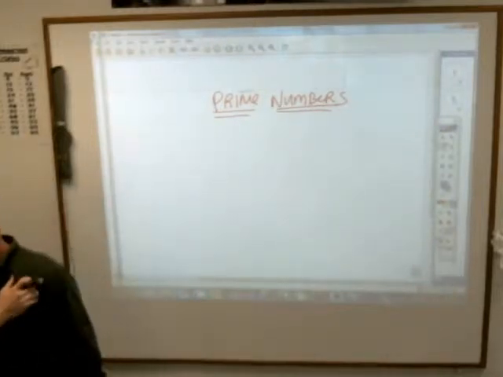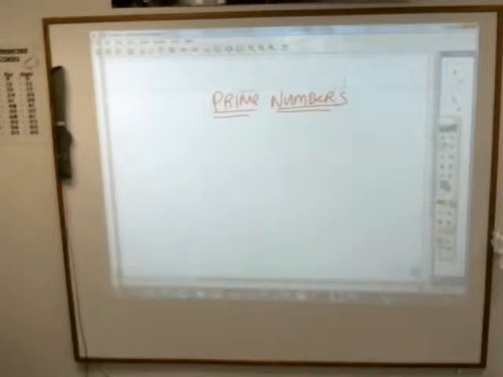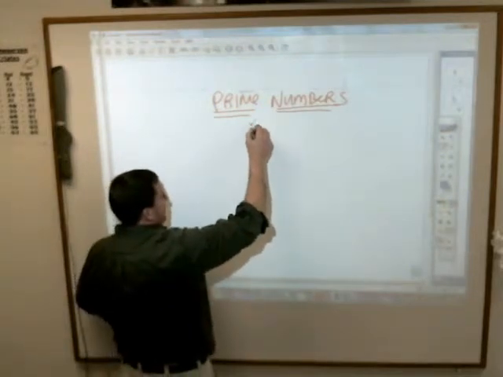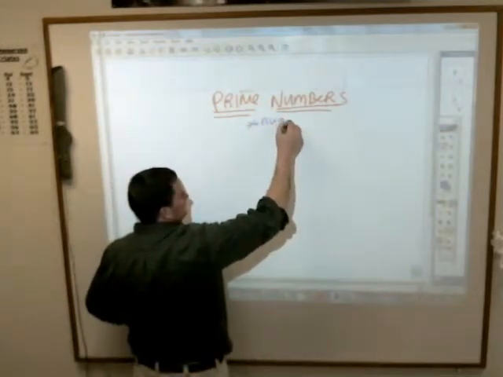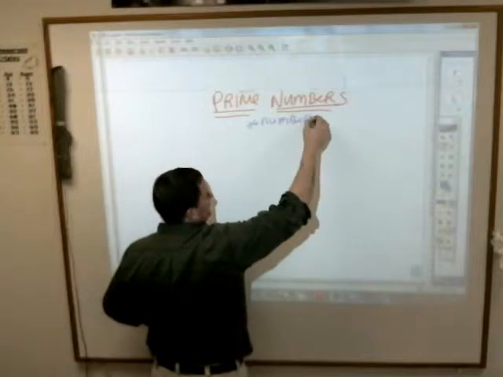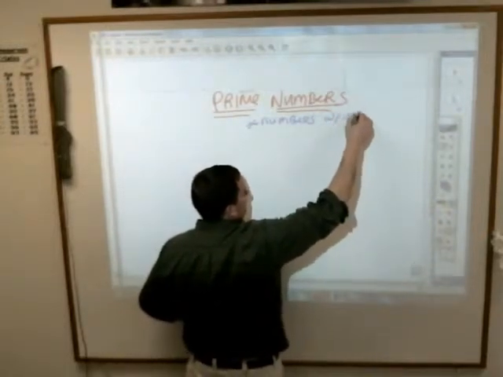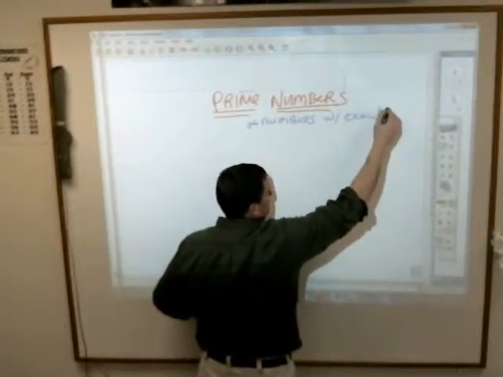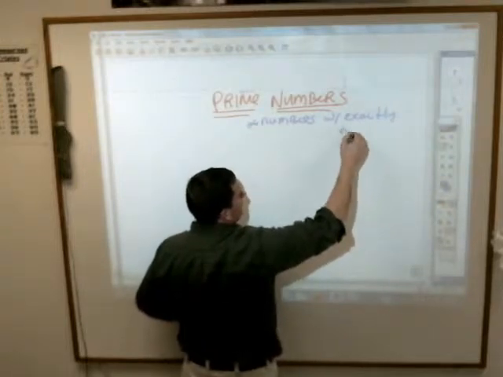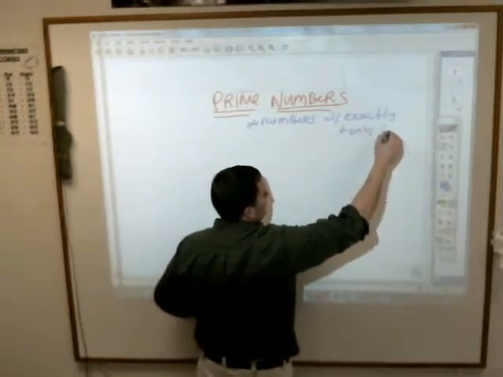Prime numbers, fifth graders, children of all ages, are defined as simply numbers that have exactly and only two factors.